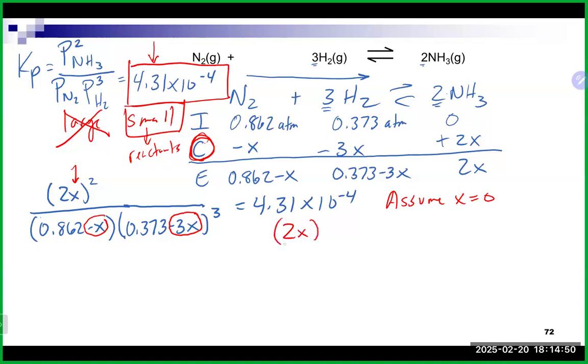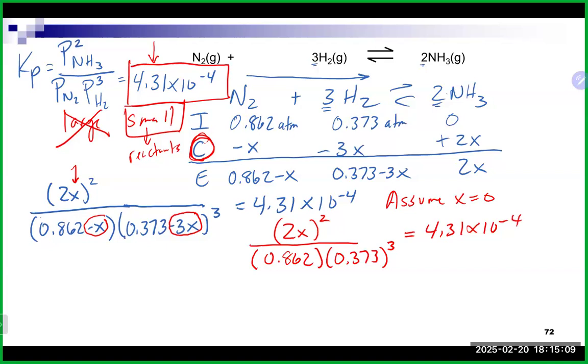So that's then going to make this maybe a lot better here. That's going to give us 2x. We still need to square it. This will then give us on the bottom 0.862, and this will give us 0.373. By the way, we still need to cube it as well. So we still need to do that. And that's going to equal 4.31 times 10 to the minus 4. That looks a lot better than what we were looking at previously here, right?